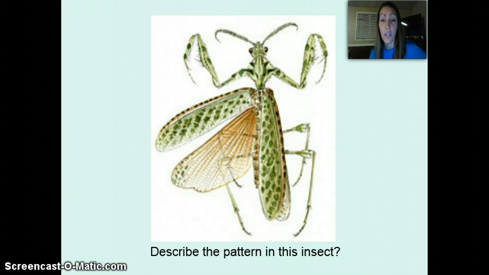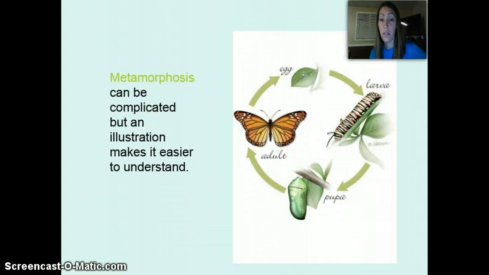Okay, here we've got another insect. We can see how it's spotted. We can see in the wings the lines. Even though they're very thin wings, you can still see through this artist's drawing the details. And that's important, and that's what I expect to see. Even if you're not the greatest artist, you can try your best.